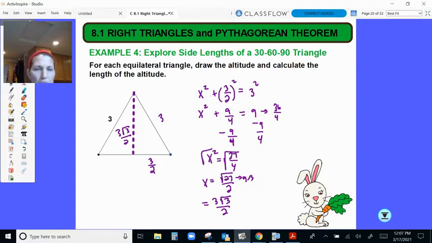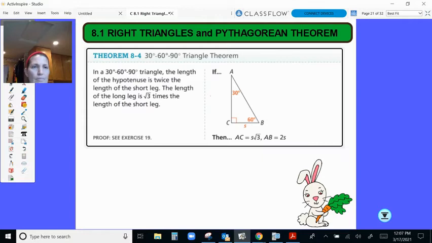Okay, and you'll notice this is 3 halves. That's half of this guy, or this is double that guy. And this is 3 halves times the square root of 3. So we have another special pattern here for this special right triangle. Okay, so if you look at this guy here, if we have a side length of s, that's my short side. So my short side is always my starting side. That's the one we always kind of start from.